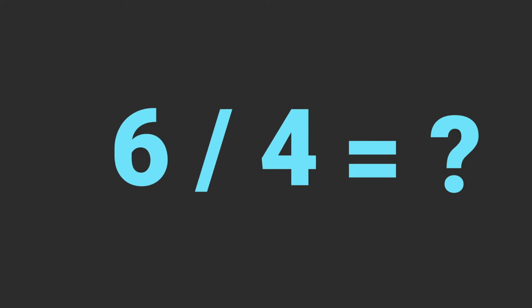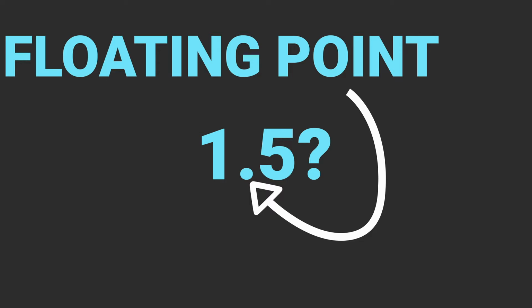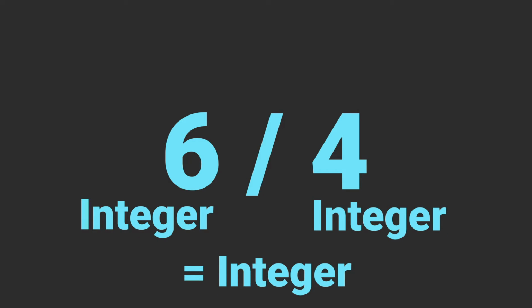What would you say? If you said 1.5, well, you're not wrong, but you made some assumptions. Mainly that we are expecting a floating point answer. Remember, computers can only do what you tell them to do. So when we say divide 6 by 4, we are asking it to divide two integers, which can only give an integer result. Thus, to a computer, 6 divided by 4 is only 1.